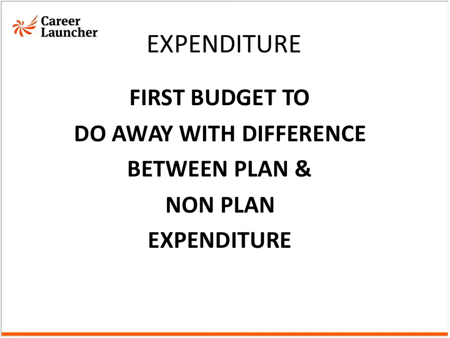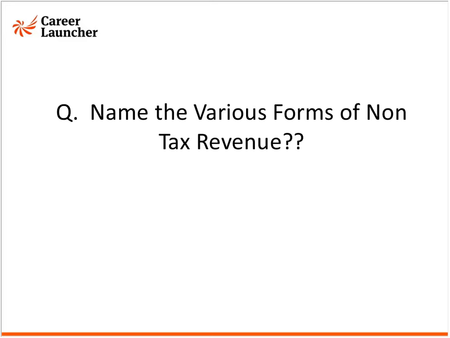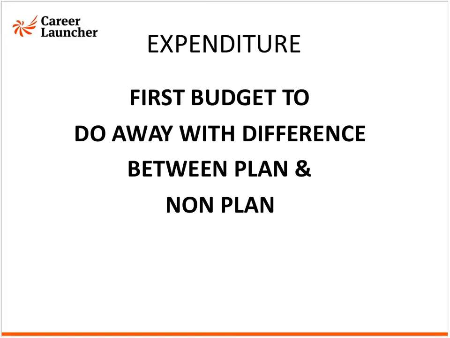If you all know, this is going to be the first budget that is going to do away with the difference between plan expenditure and non-plan expenditure. The budgets before this year's used to have your expenditure divided between planned expenditure and non-planned expenditure. But this year the government decided that it will do away with that distinction, and this year became the first year when they said that we will have the distinction between your expenditure in the form of revenue expenditure and capital expenditure, which I'll explain in detail going forward.